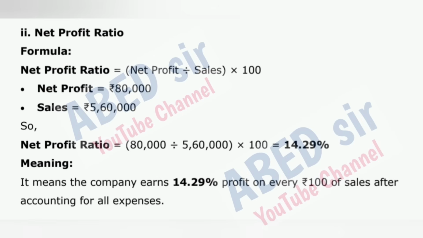2. Net profit ratio. Formula: net profit ratio is equal to net profit divided by sales times 100. Net profit is equal to 80,000 rupees. Sales is equal to 5,60,000 rupees. So, net profit ratio is equal to 80,000 divided by 5,60,000 times 100, equal to 14.29%. It means the company earns 14.29% profit on every 100 rupees of sales after accounting for all expenses.